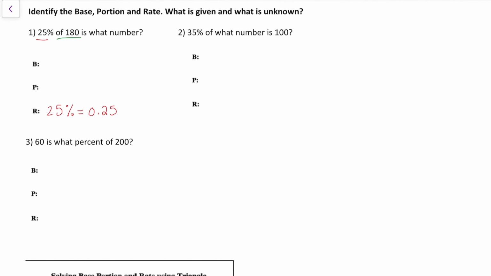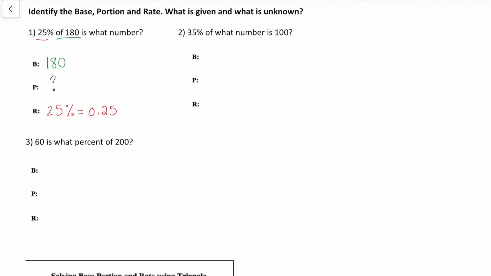Now I need to think of my next number that I have in the question, which is of 180. Is that my base or is that my portion? Well, I do see my keyword "of" there, but also, if you're looking at the question, it's saying that 180 is the 100%, and I want to figure out what 25% is equal to. So 180 is the total. And so if that's the case, then 180 is my base, and that means I'm looking for my portion.